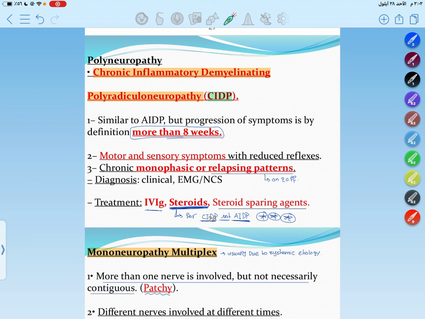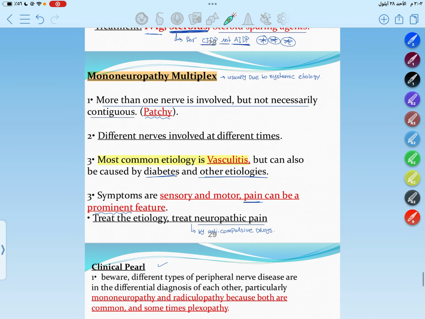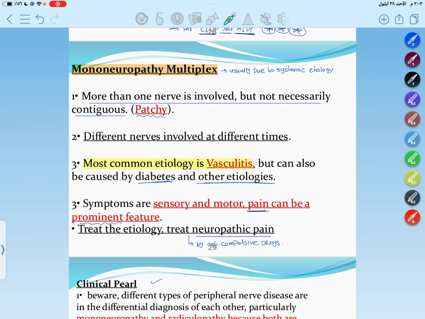Finally, we have what we call mononeuropathy multiplex, multiple nerves at multiple areas. More than one nerve is involved, but not adjacent to one another, so it's a patchy pattern. Different nerves are involved at different times, in different areas. This is clearly associated with systemic disease like vasculitis, because vasculitis could affect any nerve anywhere: right upper limb, left upper limb, lower limbs, and so on. Vasculitis is the most common cause, and of course diabetes.